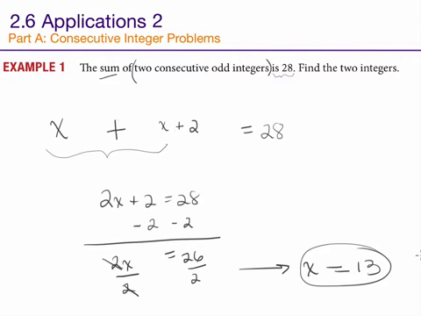The problem is, this hasn't answered the question. The question is, find the 2 integers. I've only found x, my first integer. What's my second one? Well, since x is an odd integer, the next one, x plus 2, is 13 plus 2, or 15. Of course, the other way you can approach this is just to say that since x is 13, the next odd integer is 2 more than that, 15. My two integers are 13 and 15.